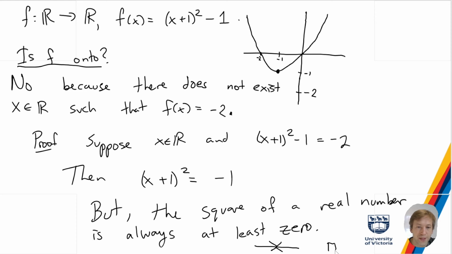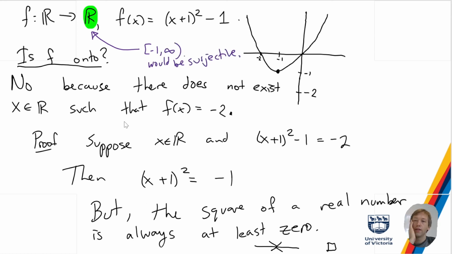One symbol for contradiction is two arrows pointing at each other, so that's what I'm using here. Okay, so this function is not surjective. However, notice that if I change the function a little bit by changing its codomain, you would get a surjective function. If I modify this R here to the interval from -1 to infinity, then this would be surjective. So again, the domain and the codomain are important for understanding if a function is surjective.